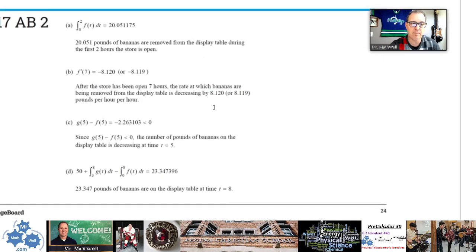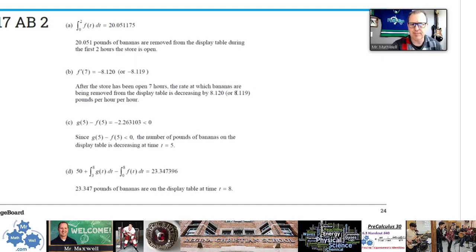So let's take a look at that. All right, f prime of 7, you find the derivative of that function. And it says this: after the store has been open 7 hours, the rate at which the bananas are being removed from the display is decreasing. So it's the rate of the rate, by 8.120 pounds per hour per hour.